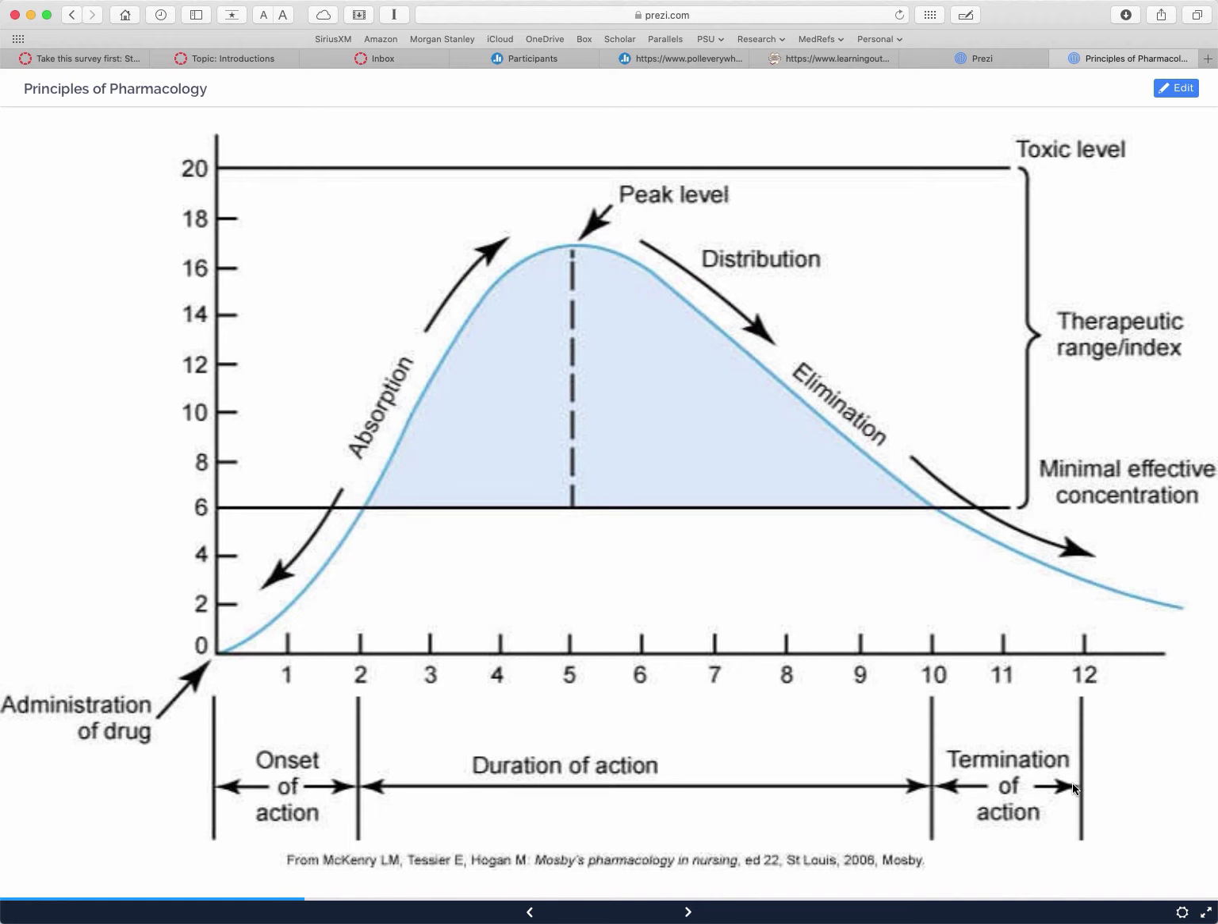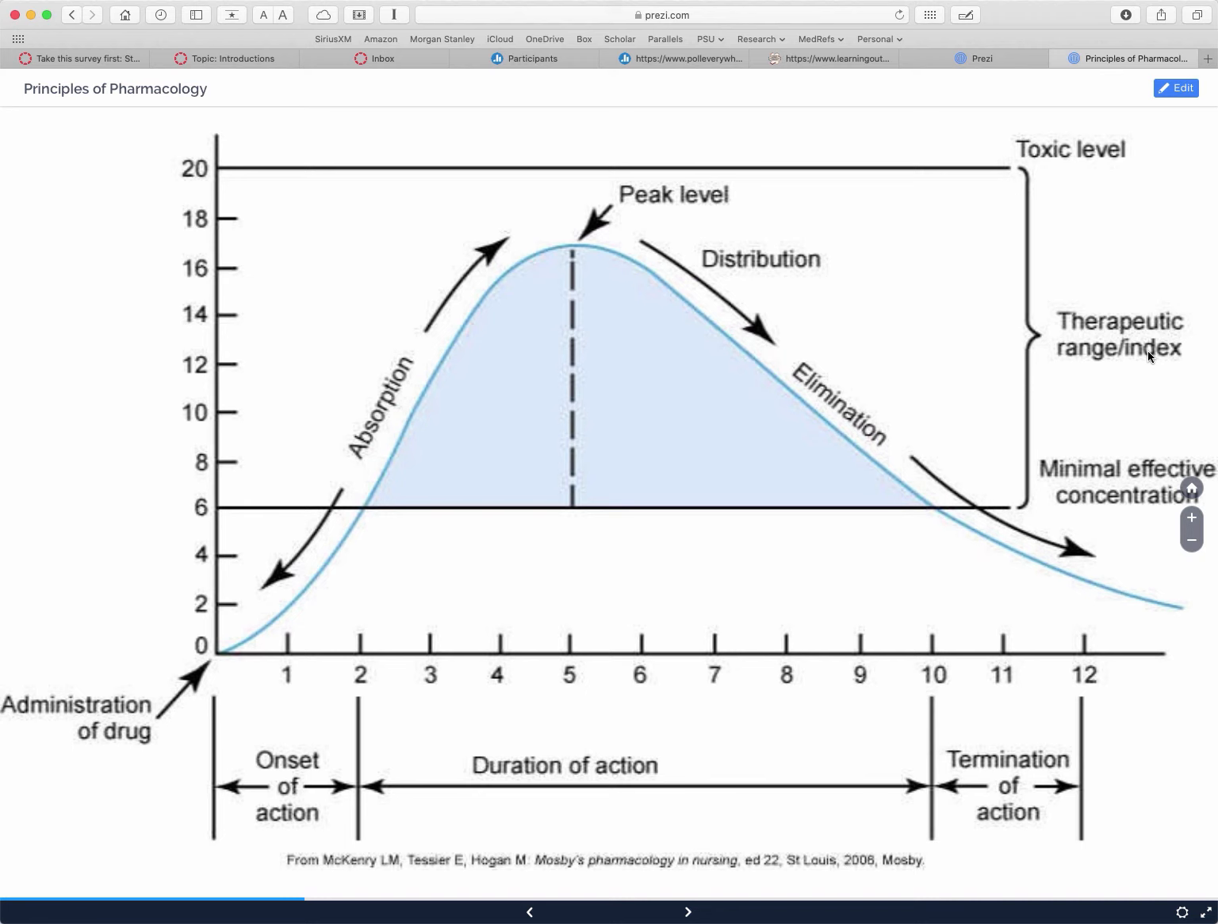All right? The things I didn't mention here are the toxic level and the therapeutic drug range. So the therapeutic drug range is everything from the minimal effective concentration until you get toxic side effects of the drug. That therapeutic range, or that therapeutic index, is something that we're going to be revisiting quite a bit this semester, because a lot of what we do depends on that therapeutic index.